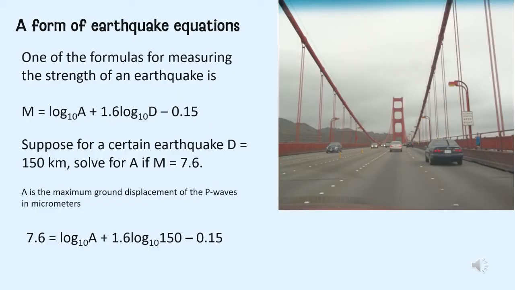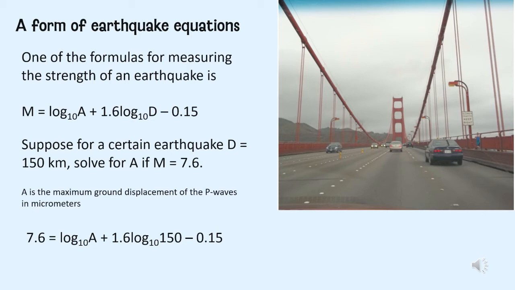There are several formulas that can be used to measure the strength or magnitude of an earthquake. The most famous is the Richter Scale, but over time that formula has been tweaked to give what some people think is a better measure of the intensity of an earthquake. In this formula, d is the distance from the epicenter and a is the maximum ground displacement of the p waves in micrometers. So m equals log base 10 of a plus 1.6 log base 10 of d minus 0.15.